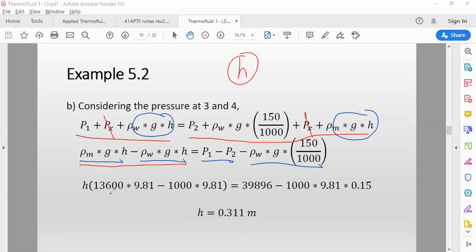Plug in the values. Density of mercury, g. Density of water, g. P1 minus P2 that we calculated in part A. Density of water 1000 and my height 0.15. So from here, we can get our final answer of H, which is 0.311 meters. Okay, Ken, clear? So this is for 5.2. Any questions so far?